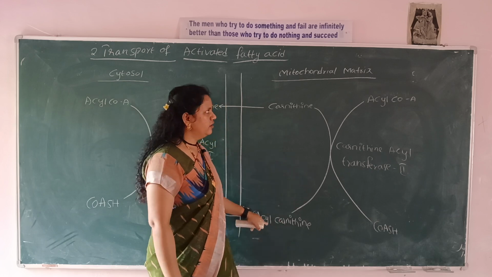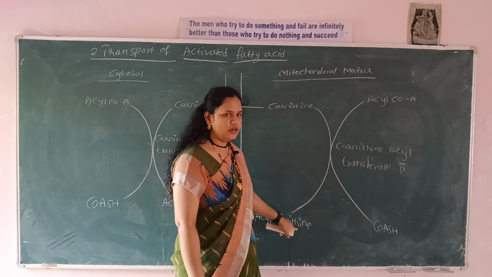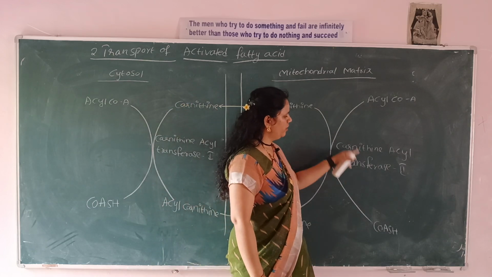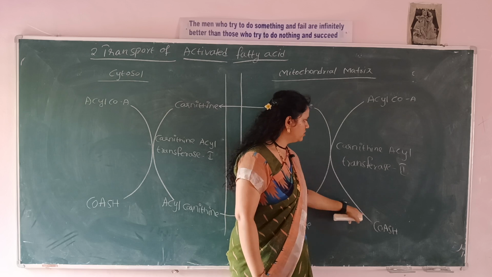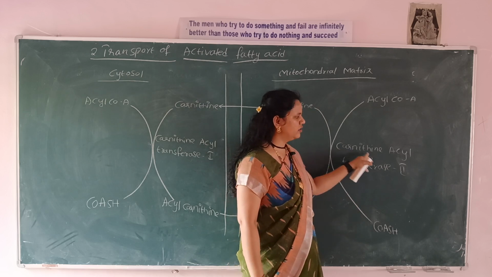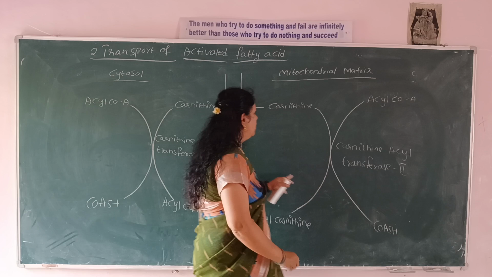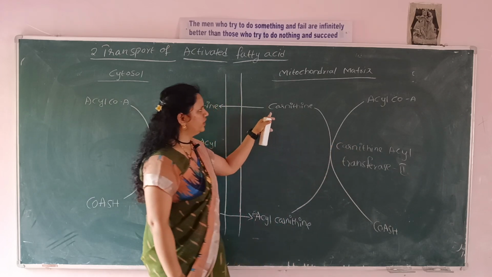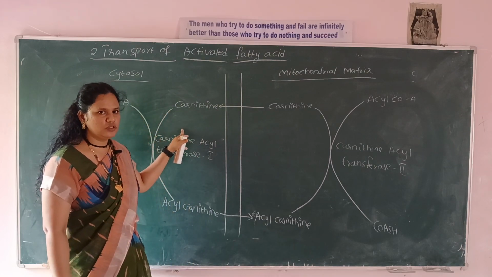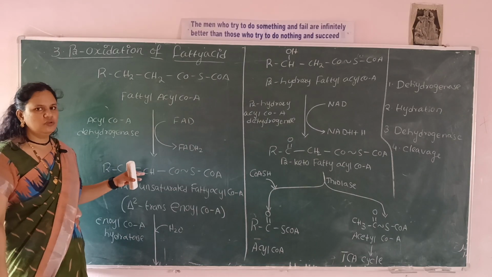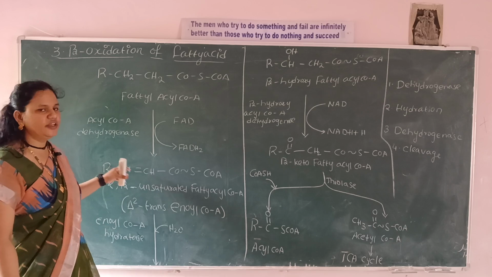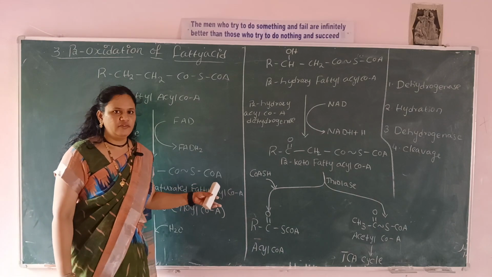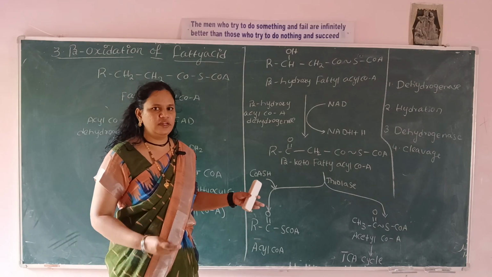In the mitochondrial matrix, the acyl carnitine is separated into carnitine and acyl CoA by the attachment of coenzyme with the help of the enzyme carnitine acyl transferase 2. The acyl CoA enters stage 3 and the carnitine is returned to the cytosol. The transported fatty acid enters stage 3 of the beta oxidation, where the activated fatty acid is further degraded.